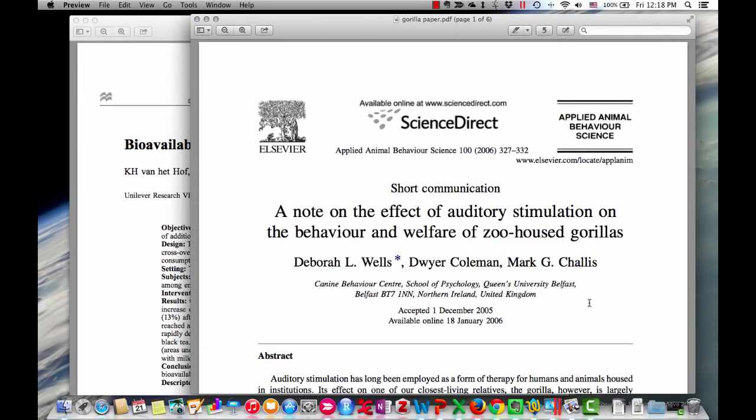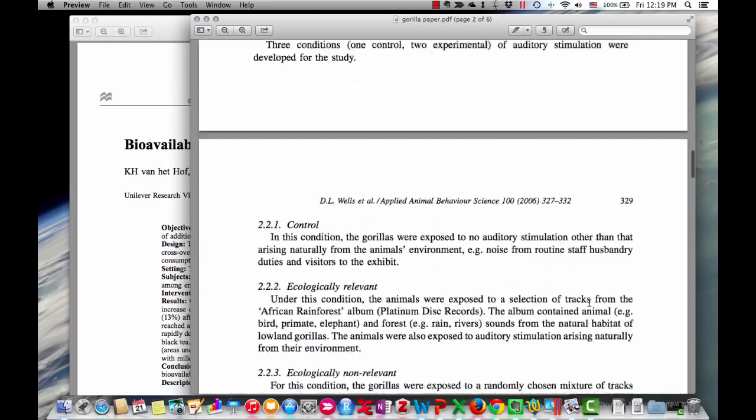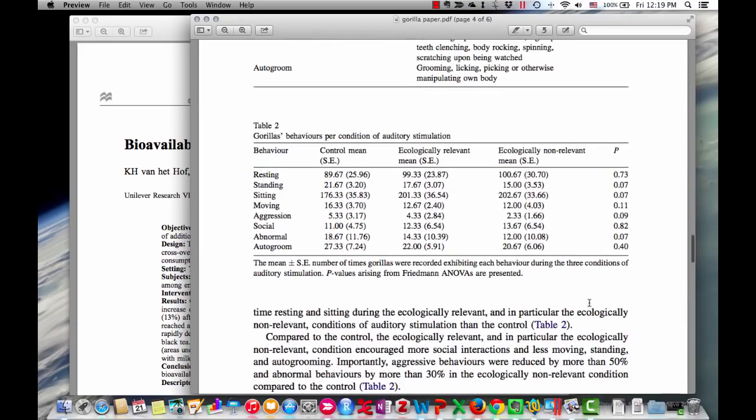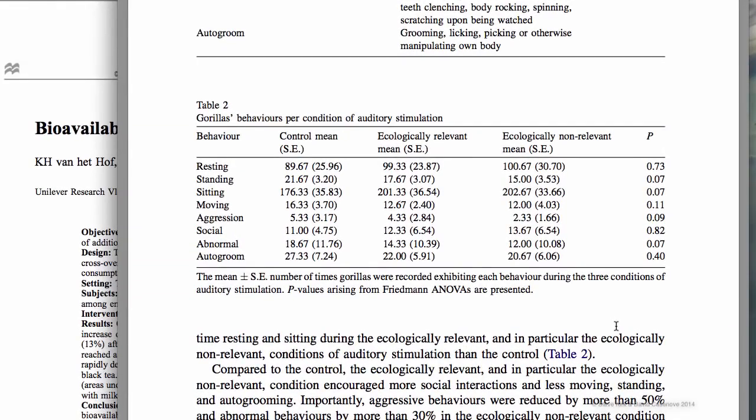Okay, let's look at an example of a results section. This is a research paper about the effect of different kinds of sound on the behavior of gorillas in the zoo. And here is the table of the results. We can see that there are 3 different conditions that are being compared and 8 different behaviors that were measured. These numbers are the average number of each behavior, the mean, during a period of 10 days for each condition, observed for 4 hours a day.